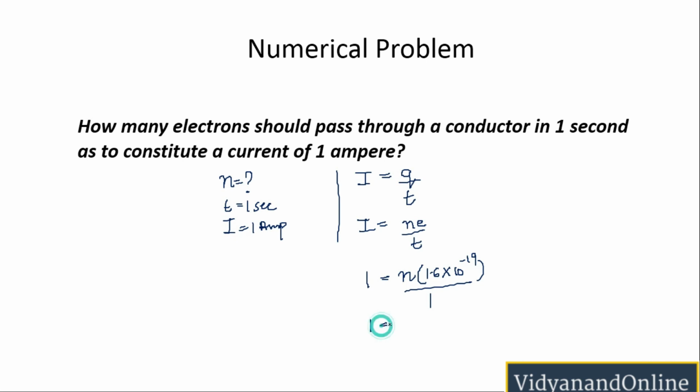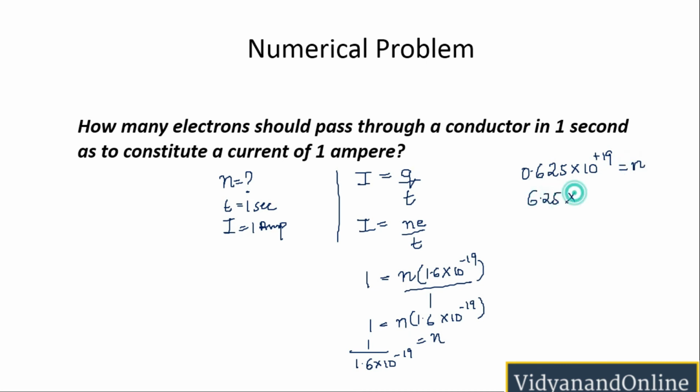So 1 is equal to N times 1.6 into 10 to the power minus 19, or I can say 1 upon 1.6 into 10 to the power minus 19 is equal to N. So 1 upon 1.6 is 0.625 into 10 to the power plus 19, which comes out to be 6.25 into 10 to the power 18 number of electrons. So these many electrons will constitute 1 ampere of current.